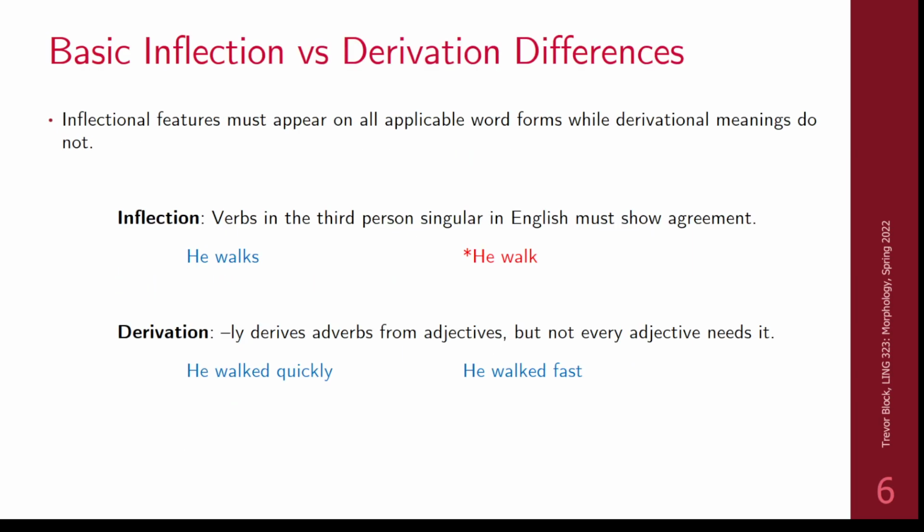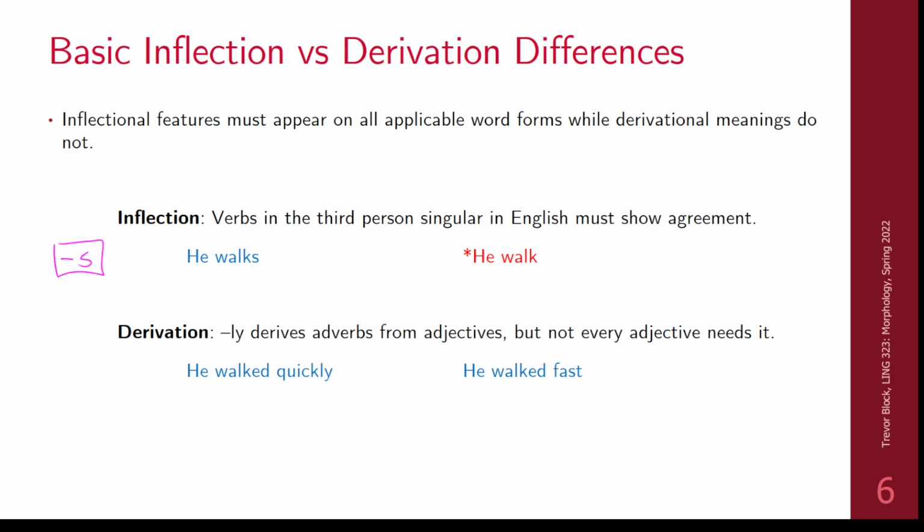So here's some basic inflection versus derivation differences, because there really isn't much to say about a nice, simple, straightforward definition of a derivation. So let's understand them in terms of some differences. So the first major difference is that with inflections and derivations, if you have a word that could take the affix, if it's inflectional, it has to take it. If it's derivational, it's optional. So what do I mean by this? Let's say we have the third person singular agreement S in English.